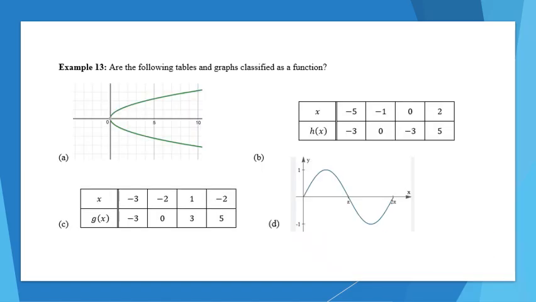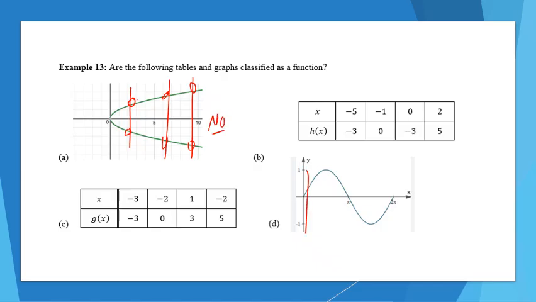So for example number 13, are the following tables and graphs technically classified as functions or not? And here we're just looking for yes or no. So let's knock out the graphs first. Those are typically the easiest. So A is definitely no. There's tons of rule breakers here, multiple times where it breaks the vertical line test. So this should be no.